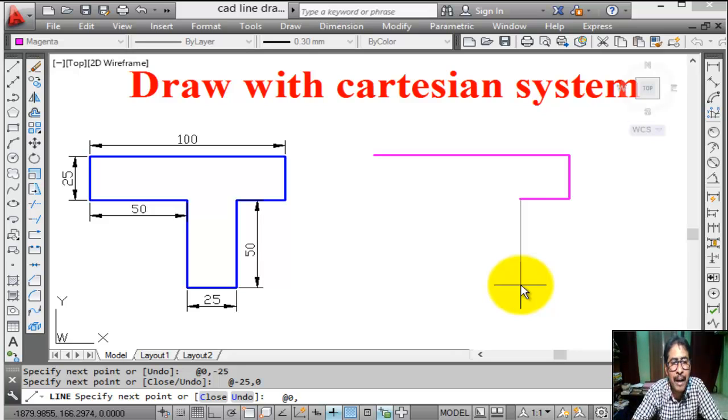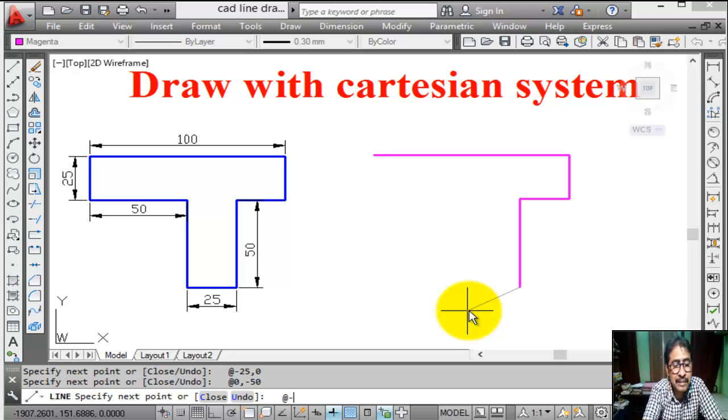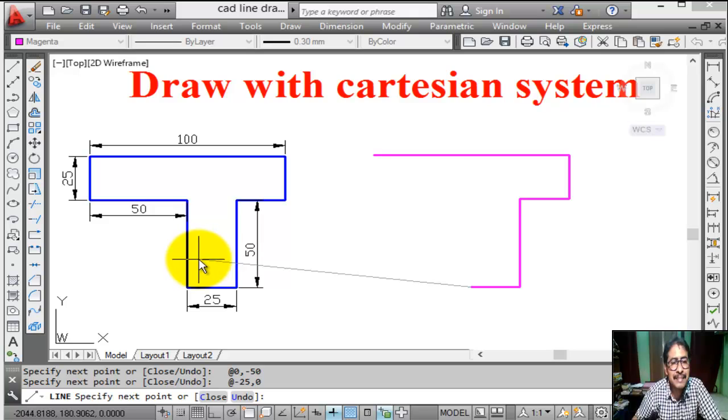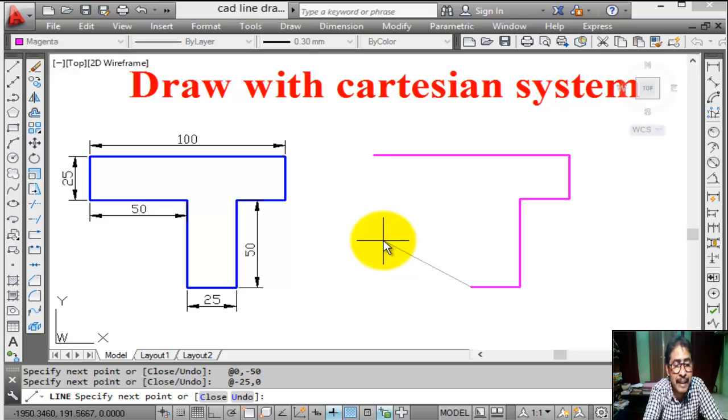Next, this line, this is the 50: @ x0, y minus 50. Okay. Next, this line, coordinate @ minus 25, 0, enter. Next, this line is 50. Next point, coordinate @ 0, 50, x0, y 50. Okay.